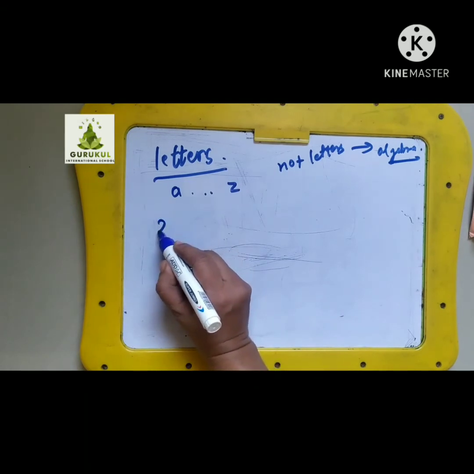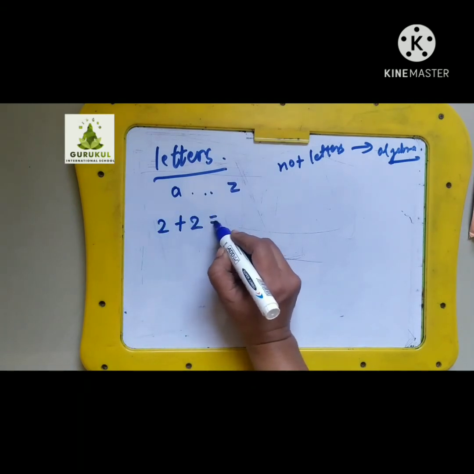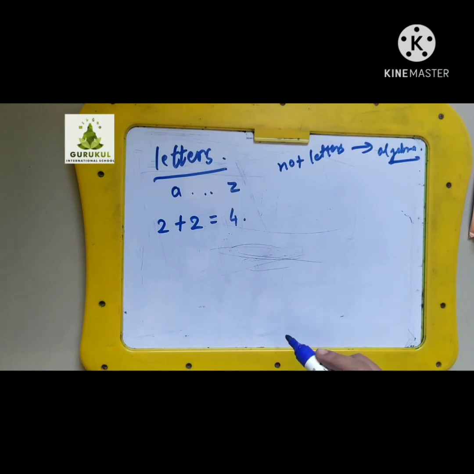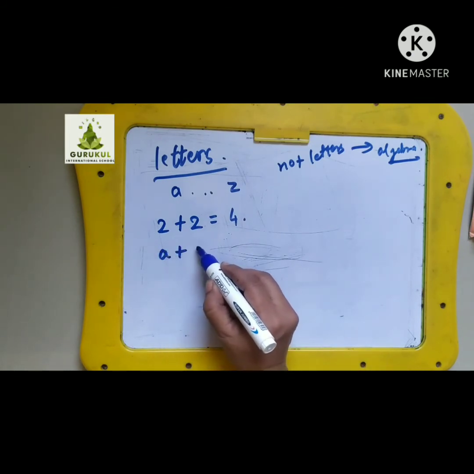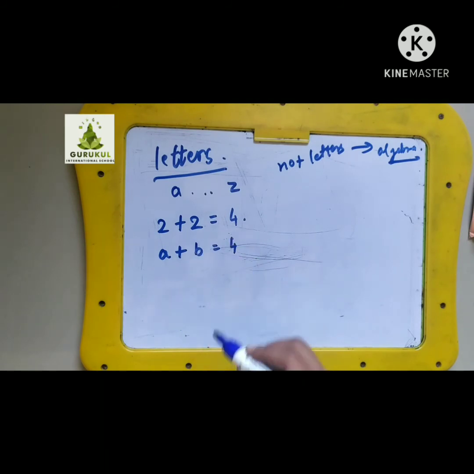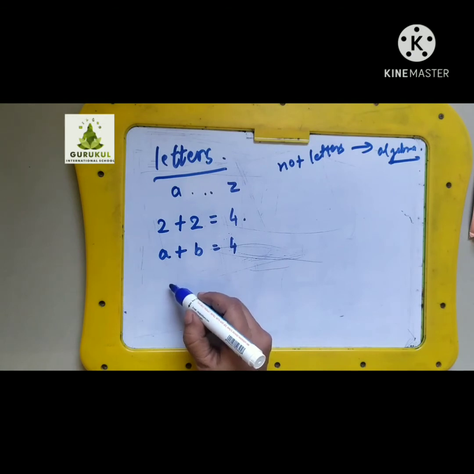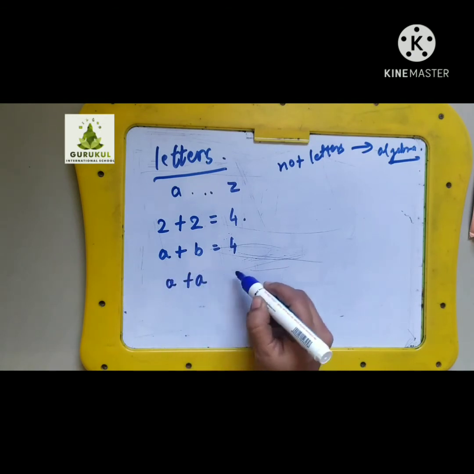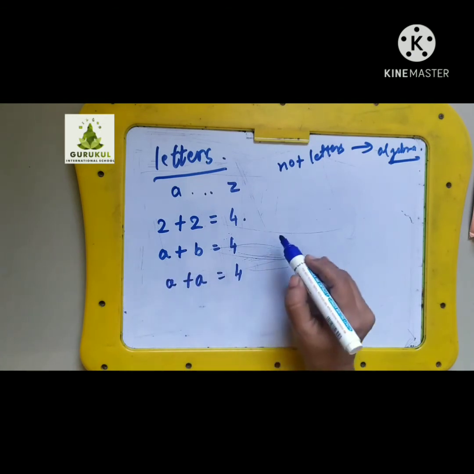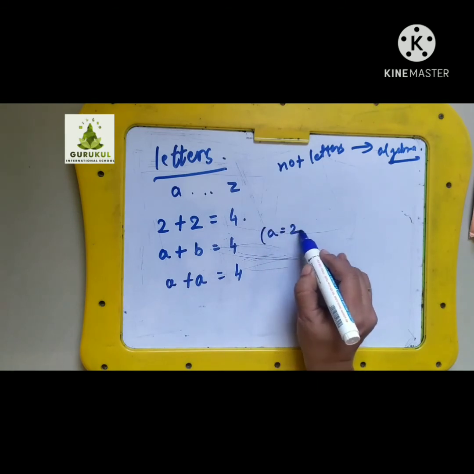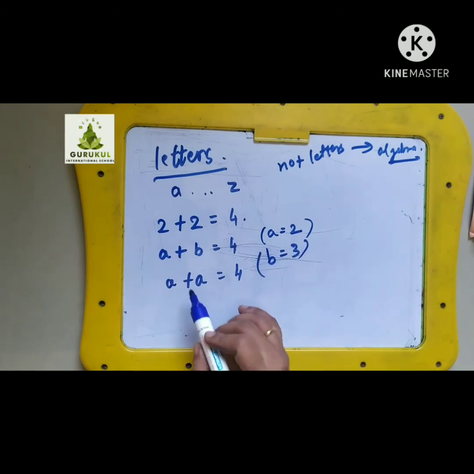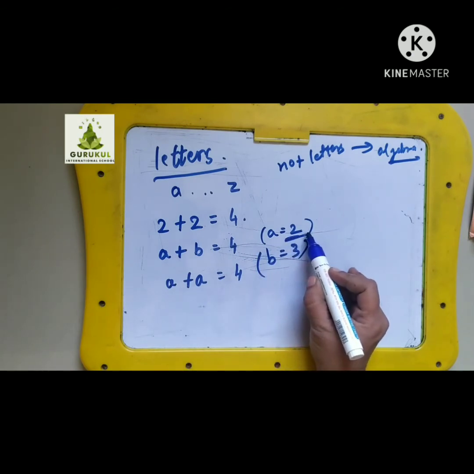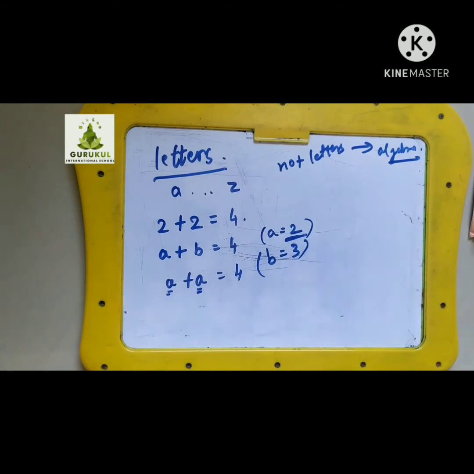For example, we say 2 plus 2 is equal to 4. Okay. So instead of 2 plus 2, I can say a plus b is equal to 4. Or I say over here that a plus a is equal to 4, if I have set the value that a is equal to 2, and b is equal to 3. So here I can say my a value is 2. So I will say a plus a is equal to 4.